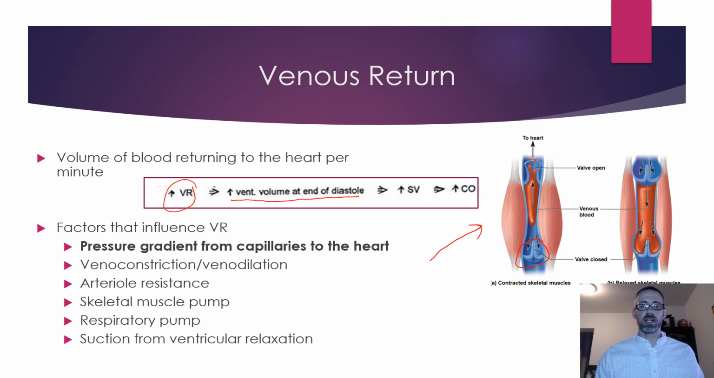And then finally, we get a little effect from suction of the ventricular relaxation. You can imagine when it contracts and then pulls open, it creates a slight vacuum that can draw a little blood into it, again because it's in a closed loop with the heart and all the vessels.